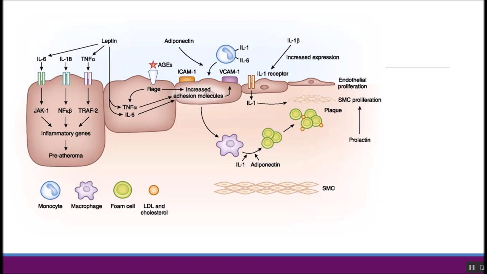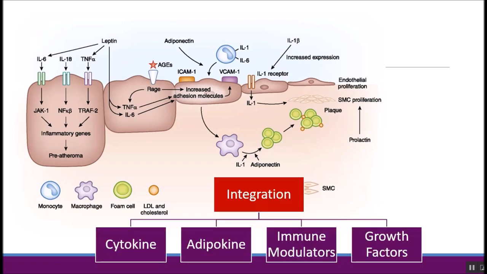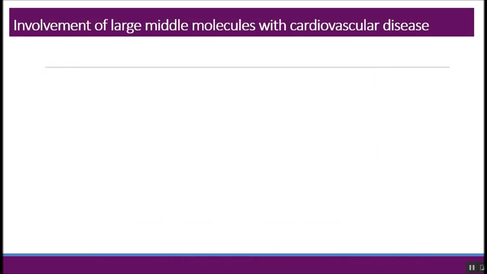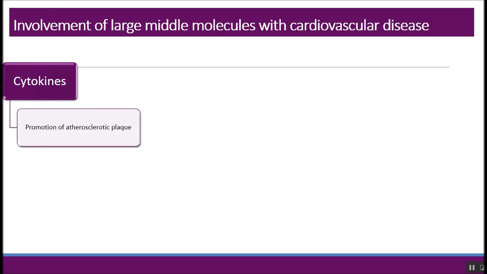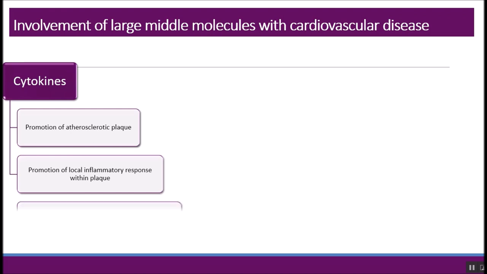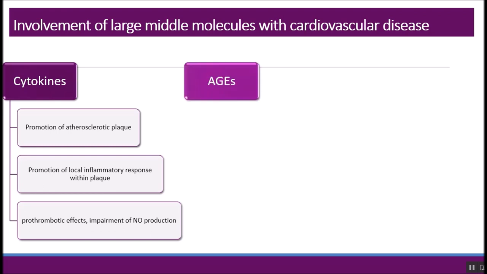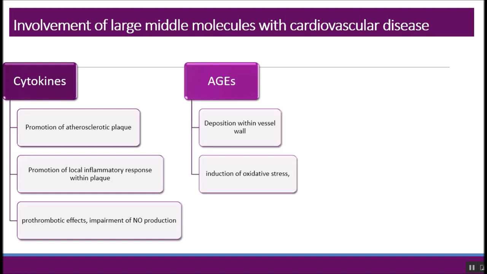There is an integration of the four groups: cytokines, adipokines, immune modulators, and growth factors in the development of atherosclerosis in patients on regular hemodialysis. So, regarding the involvement of large middle molecules in cardiovascular disease, the cytokines promote atherosclerotic plaques, inflammatory response, and prothrombotic effects, with severe impairment of nitric oxide production, the most potent vasodilator.